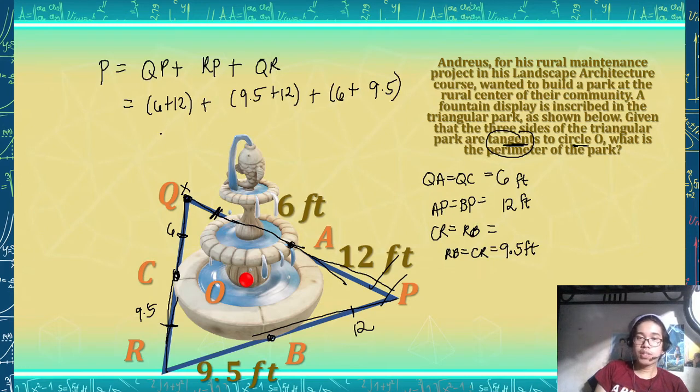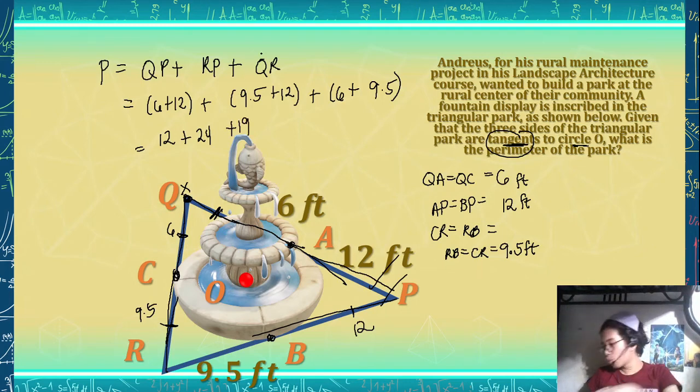So what's 6 plus 6? That should give us 12. 12 plus 12, that should give us 24. And 9.5 plus 9.5, that should give us 19. And what's 12 plus 24 plus 19, guys? So let's try to compute that. That's going to give us 12 plus 24 plus 19, so that should give us 55. Okay, so that should give us 55 feet.